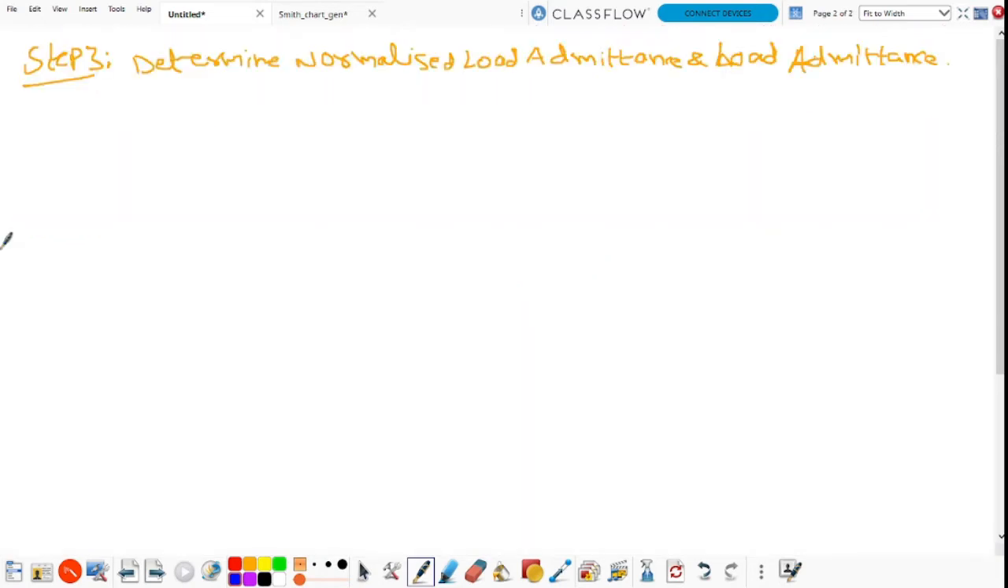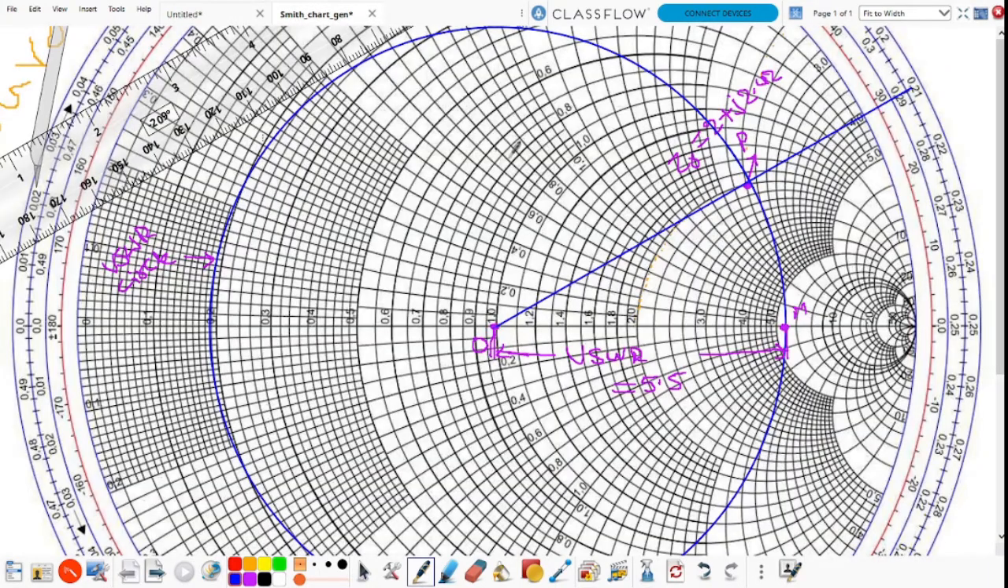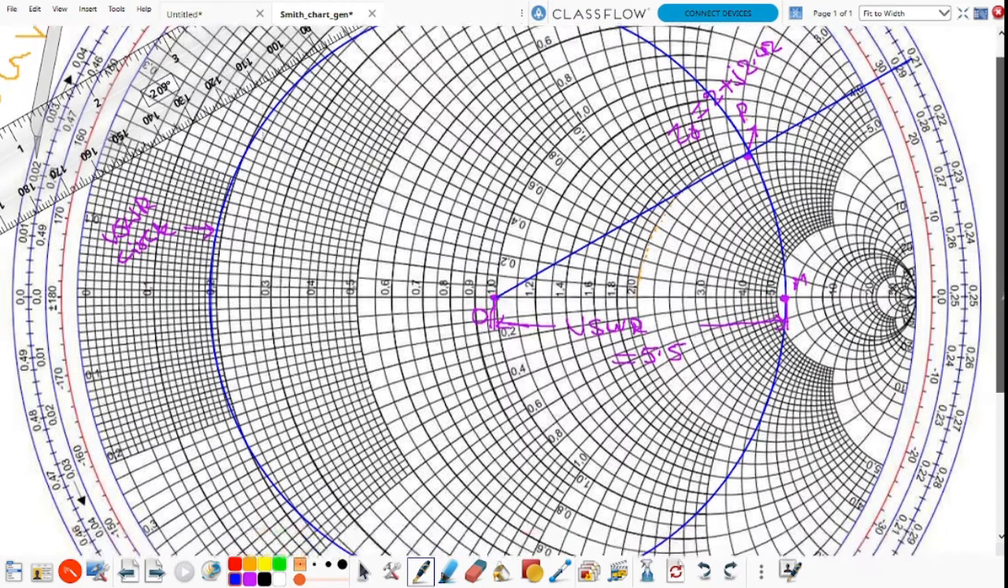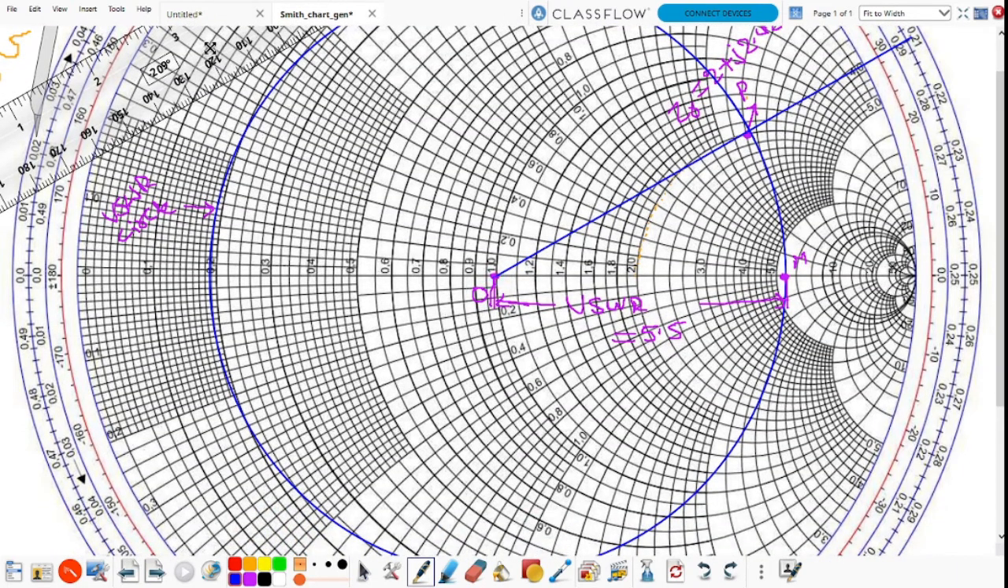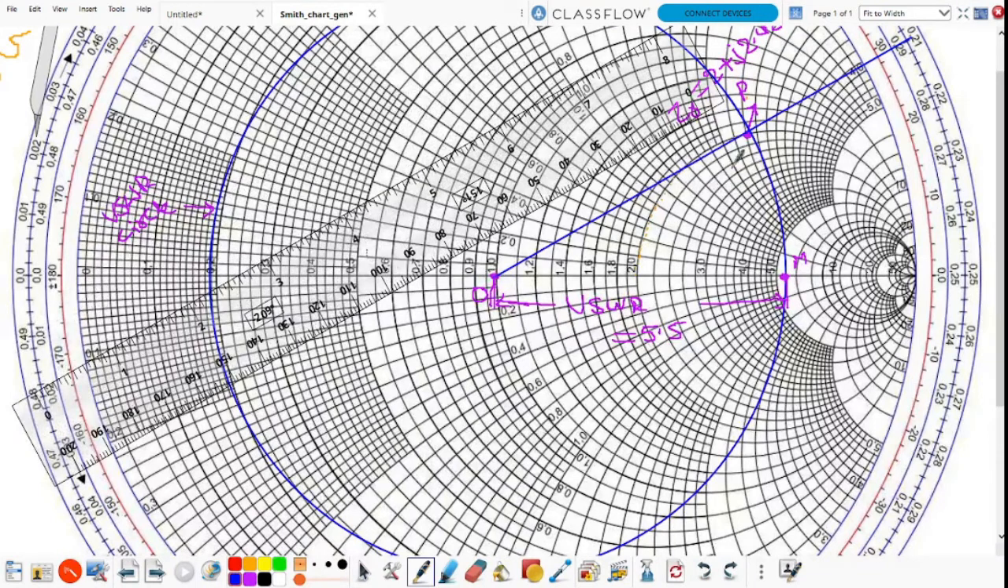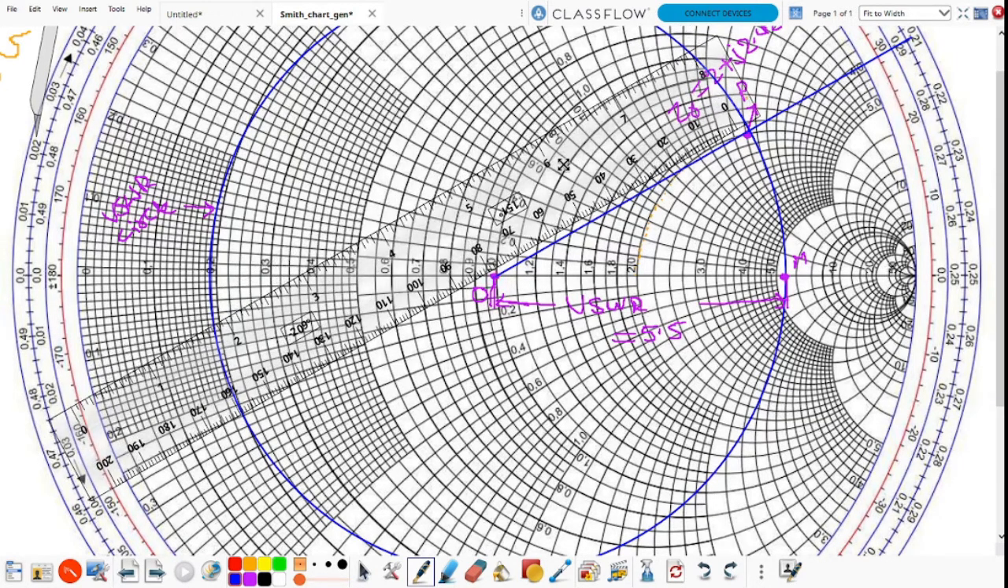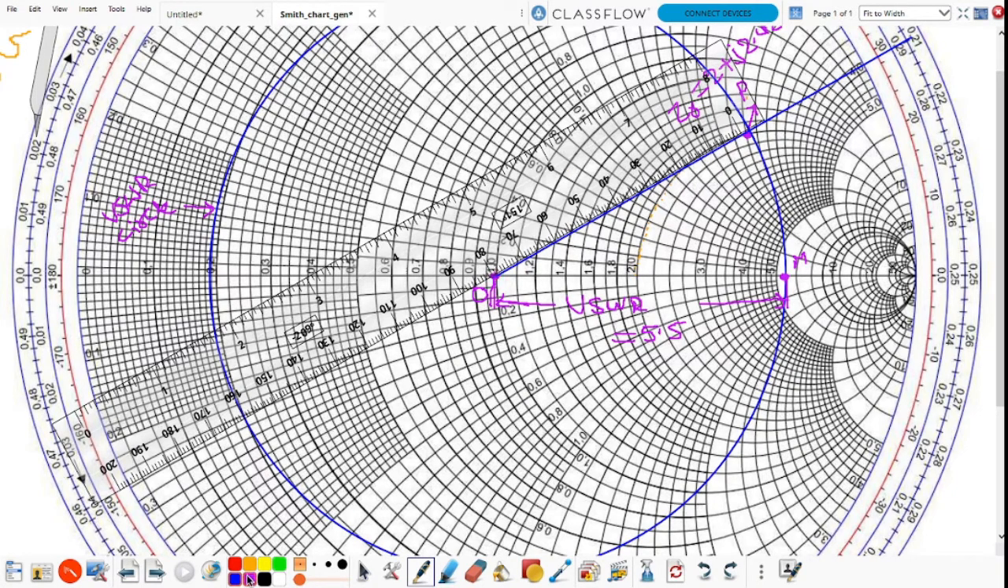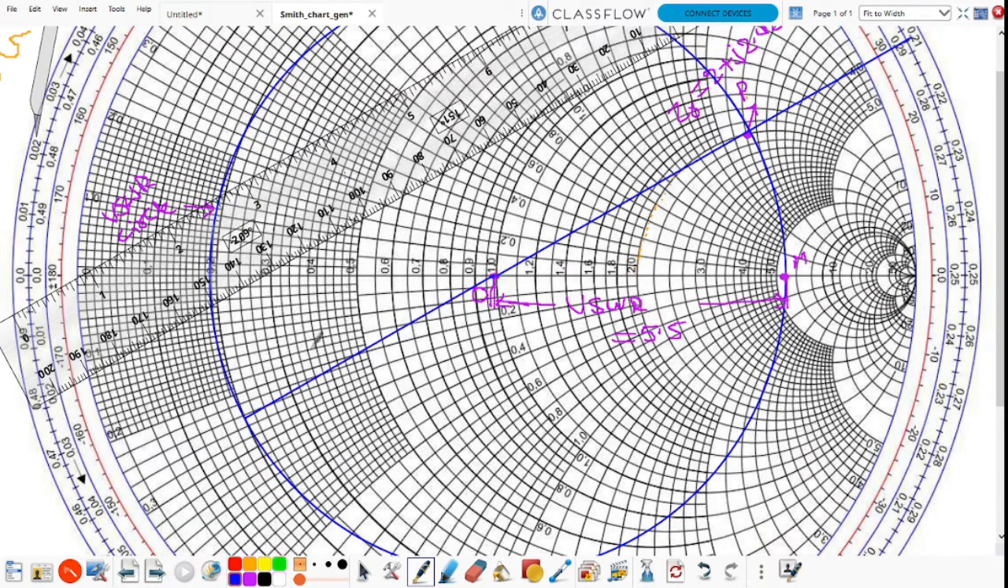Determine the normalized load admittance and the load admittance from the Smith chart. How to calculate the normalized load admittance from the Smith chart? This point P is the normalized load impedance. Draw the line opposite to the normalized load impedance, and we get the normalized load admittance value. Using a scale, draw the line opposite to the normalized load impedance. This opposite line intersects the VSWR circle.